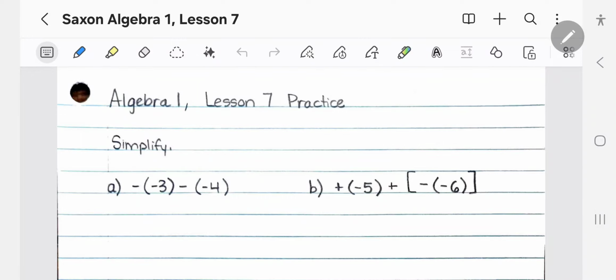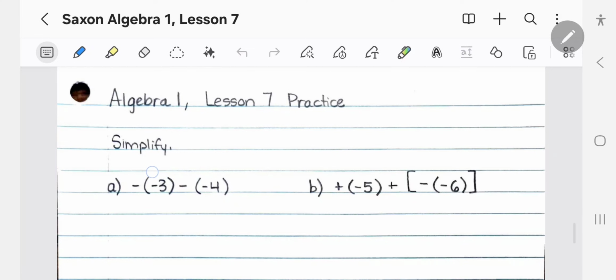This is Algebra 1, Lesson 7, Practice. We're going to simplify these problems, and we're going to use the strategies we learned in the previous videos for Lesson 7. I am going to show circling the enclosures. If you don't need to do that, if you have practiced enough that you understand how to do it without it, that's fine, but check your answers against these or in your solutions manual.